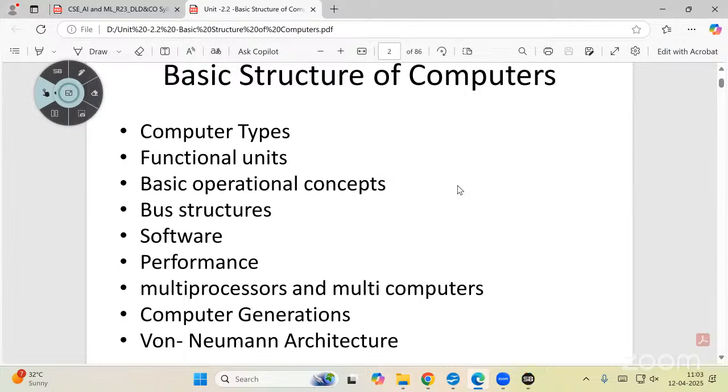Okay. The basic structure of computers. First one is basic computers. Computer types. Okay, what are the computers? As per your knowledge, tell me the basic computers. What are the different computers you have seen in real life?